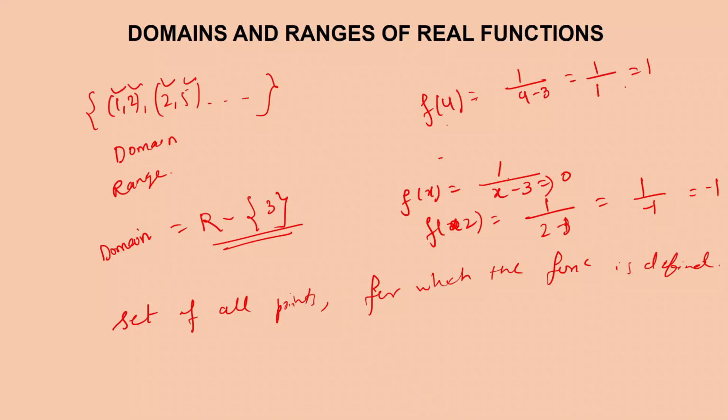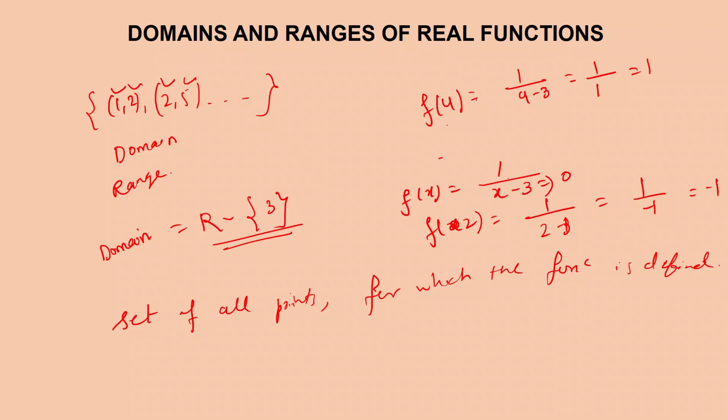Similarly, if you go on putting the values of x, you will get some other values of the function f(x). So you'll be getting a bunch of values, right? You take the set of all those values, and that is what is called the range. All right. So what is domain?